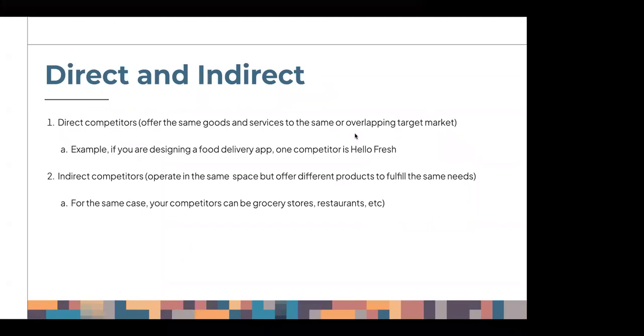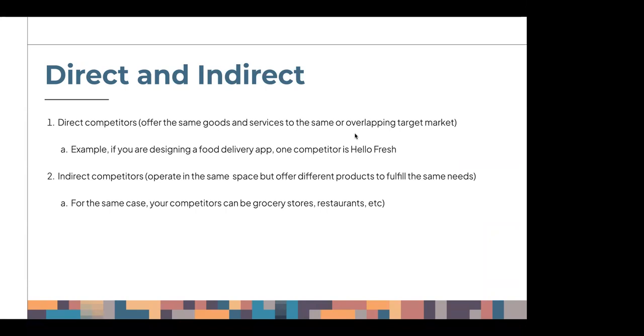So there are different kinds of competitors. The first are your direct competitors, that is, other apps or websites or services that are exactly or very close to what you are offering. So for example, if you are designing a food delivery app, one competitor will be HelloFresh. I'm not sure if that's outside of Canada, but I have seen that in Canada. They send you a box ready with all the ingredients to prepare a meal.